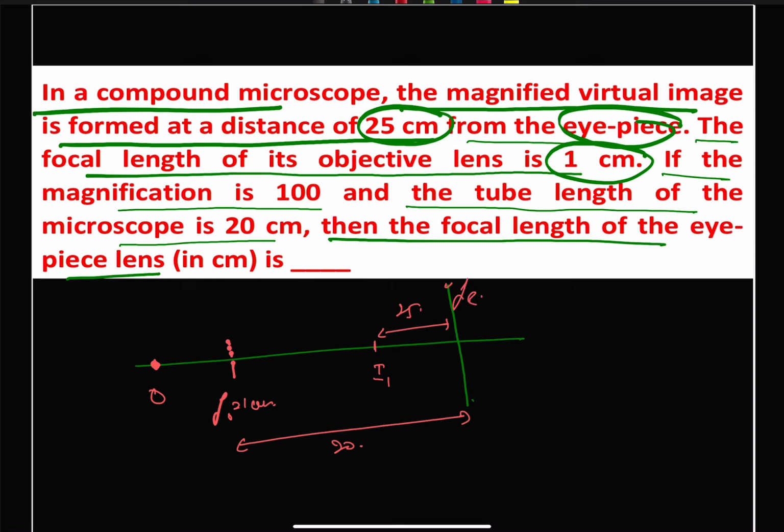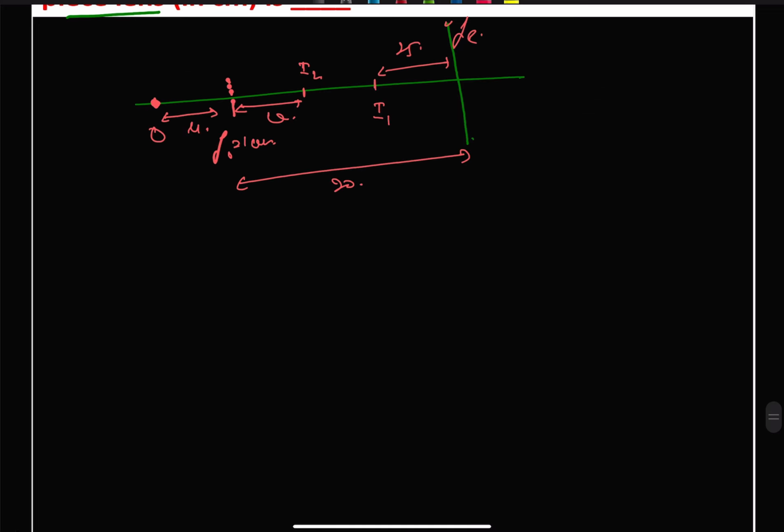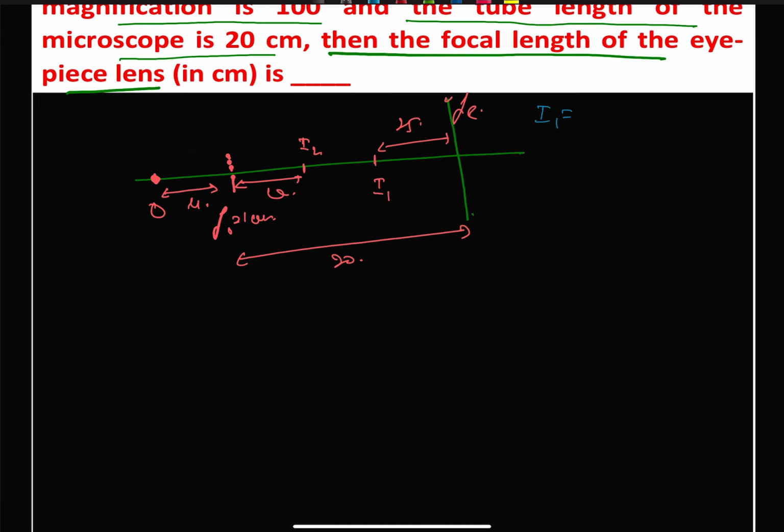So obviously there will be two images formed. One is our I1, and let us suppose somewhere here we have our I2, and from the objective let us suppose this distance is given as U, and the distance of the image is given as V. So we have two lenses. From the first lens, I1 is the image because of the first lens, and I2 is the image of the second lens.